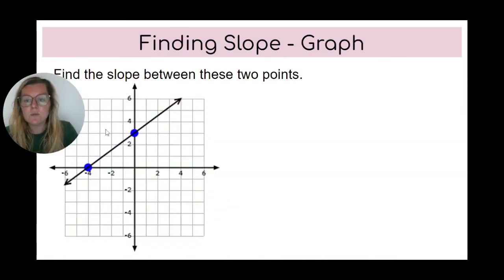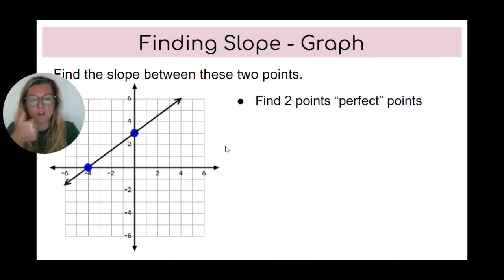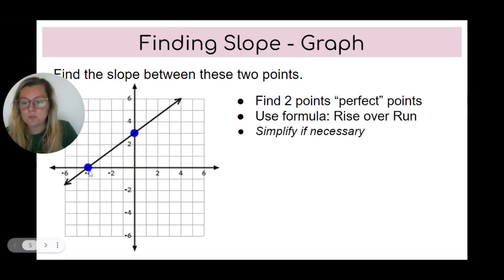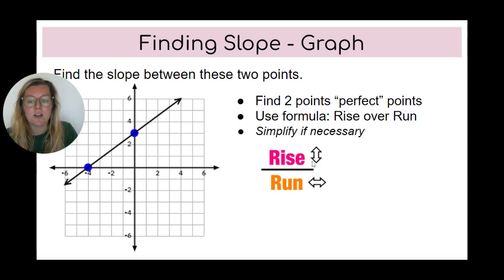Okay, so when we're finding the slope between 2 points, first we're going to find 2 perfect points on the graph. We're going to use the rise over run formula, and then we're going to simplify if necessary. So we have already found our 2 perfect points. Notice that they intersect perfectly on the coordinate grid.